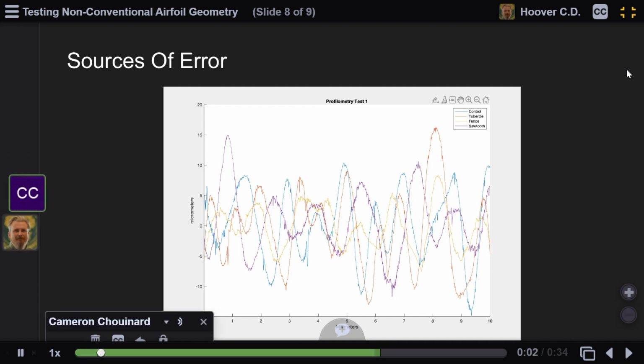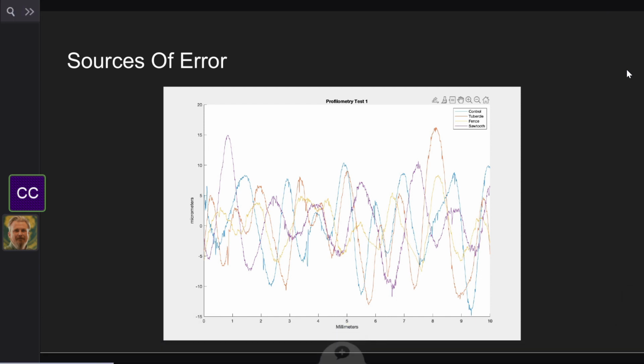To examine the error in the team's experiment, a test using a profilometer was used to analyze the airfoils' print surface roughness. Shown in the figure is a graph displaying millimeters versus micrometers of the airfoils. The amplitudes show how rough the surface of the airfoil is. The wing fence had the highest frequency, which led to the largest error.